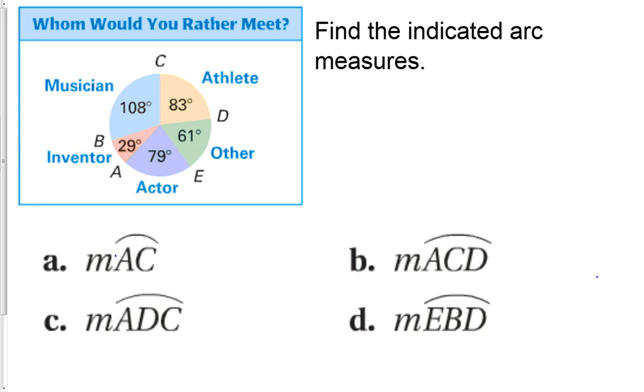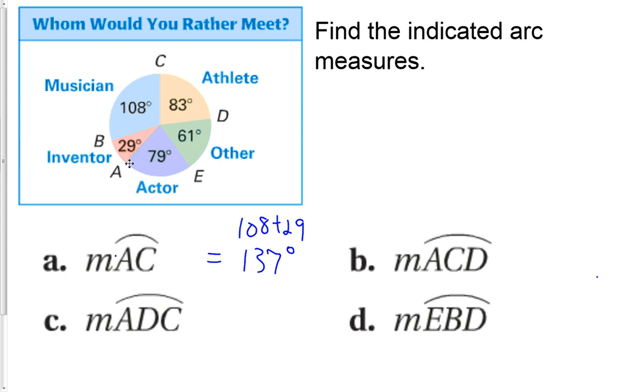So, starting off, find the indicated arc measures. Now, whom would you rather meet? Musician, athlete, inventor, actor, other, if you could meet anybody. Based on this poll, they gave us the degrees of each slice. Now, finding the measure of arc AC: AC is from here to here, so inventors to magicians. We would do 29 plus 108, and we would get 137.